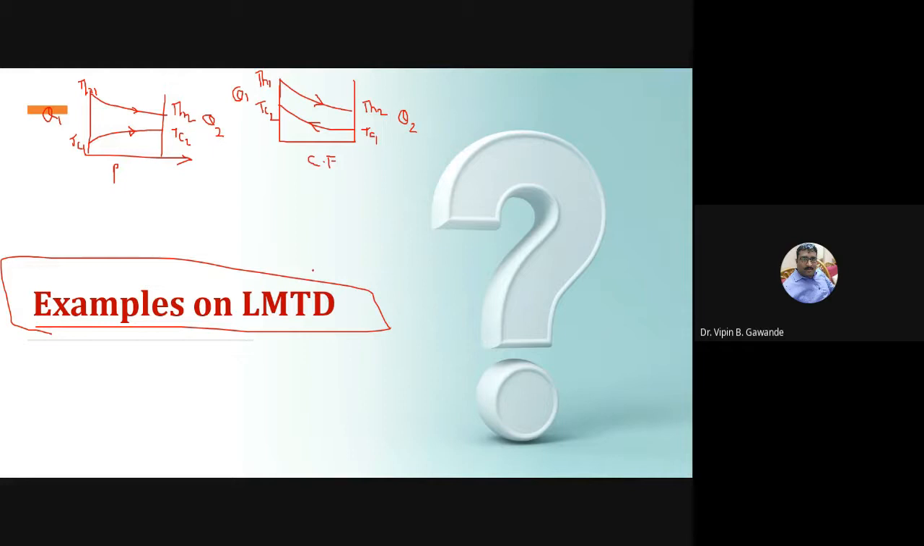Then we have discussed the condenser. In the condenser, I have told you the hot fluid temperature will remain the same, TH1 equals TH2. What will happen to the cold fluid? The cold fluid temperature will increase. So this is TC1 and this is TC2. This is for the condenser. This is theta 1 for the condenser, and this is always theta 2 for the condenser.